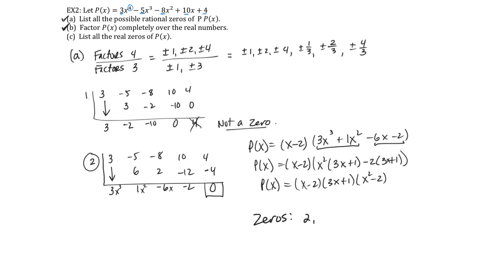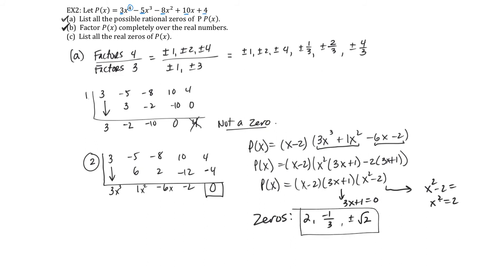So we have 2. This one would give me 3x plus 1 equals 0, so subtracting 1, dividing both sides by 3. And then this one would give me x squared minus 2 equals 0. Add 2 to both sides, so it would be positive or negative square root of 2. There we go.